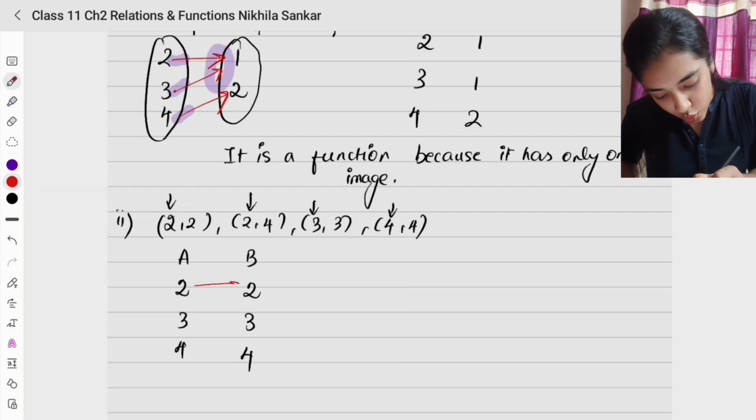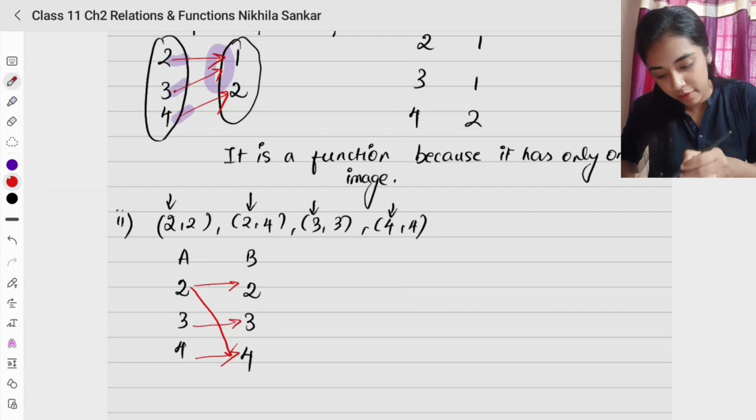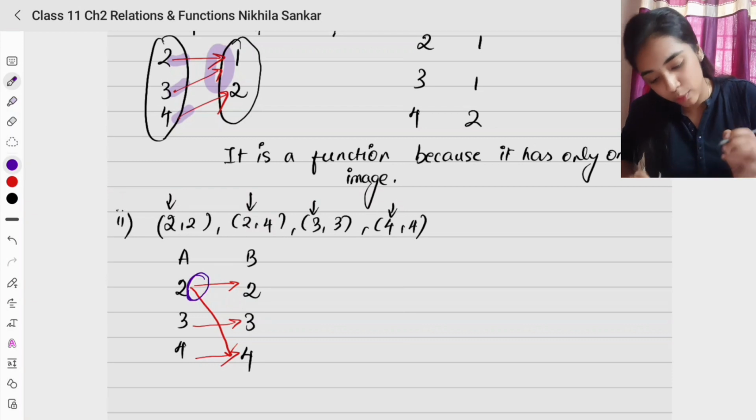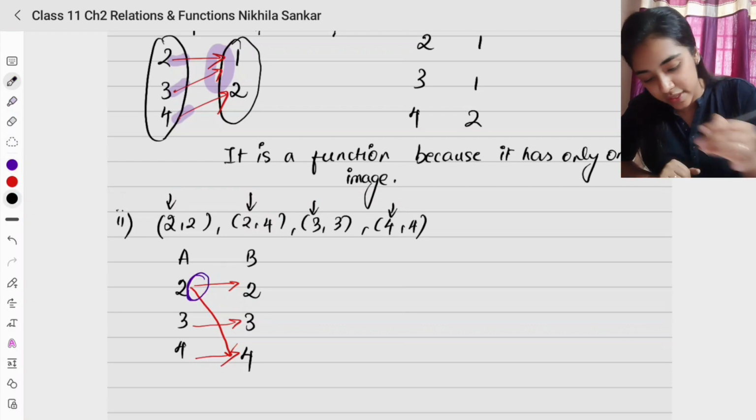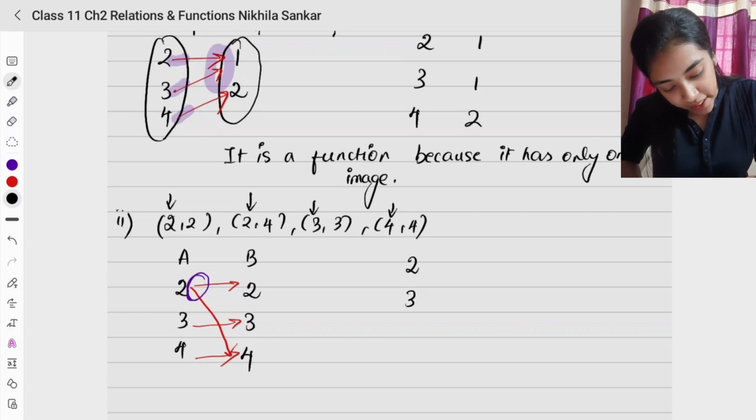Now I have (2, 2), (2, 4), (3, 3) and (4, 4). I see that I have two arrow marks from an element on the left hand side. So, in the tabular column, I can write 2, 3, 4. 2 is mapped to 2. 2 is also mapped to 4. 3 is mapped to 3. 4 is mapped to 4.